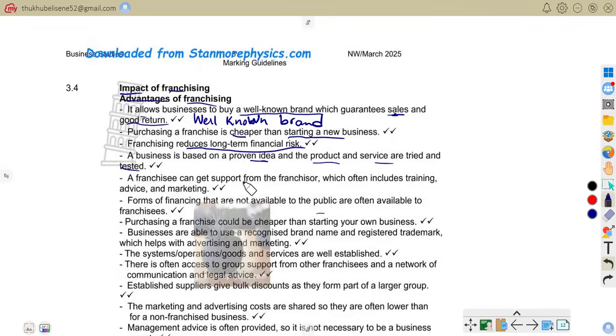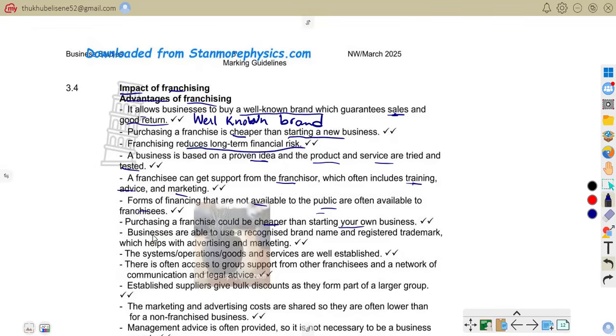A franchisee can get support from the franchisor, which often includes training, advice, and marketing. We are going to get advice from the franchisor as a franchisee. The franchisor can share marketing, so advertising costs are shared among franchise outlets. Forms of financing that are not available to the public are often available to a franchisee. Purchasing a franchise could be cheaper than starting your own business.